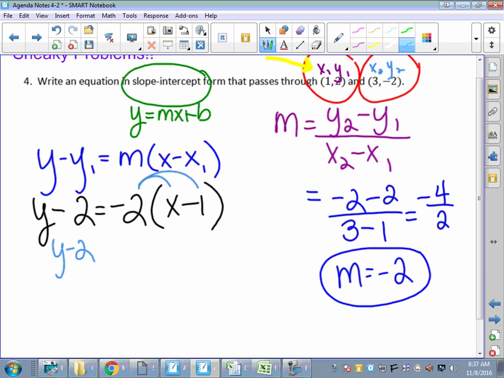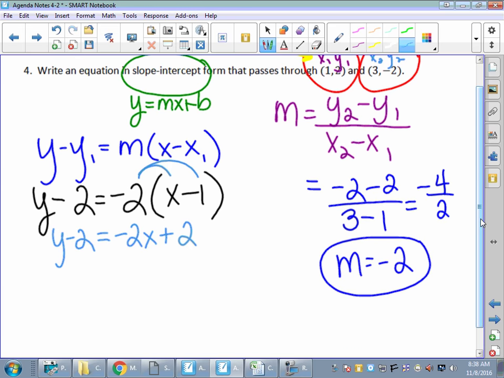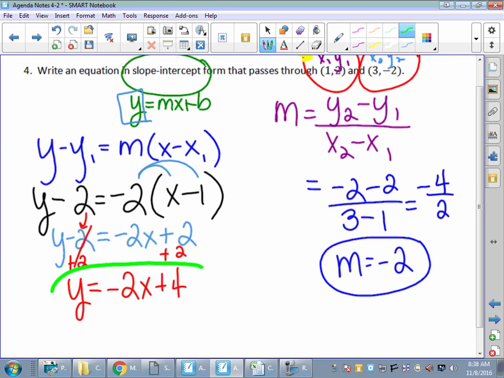So my y minus 2 stays the same. Negative 2 times x is negative 2x. Negative 2 times negative 1 is a plus 2. This one's easier than standard form, I think, right? Because if we just need to get the y by itself, that means all I have to do is get rid of this minus 2. That's the only thing sitting with the y. So that means I'm going to have to plus 2 and plus 2. Those guys cross out. So y equals negative 2x plus 4. So there is my slope-intercept form.